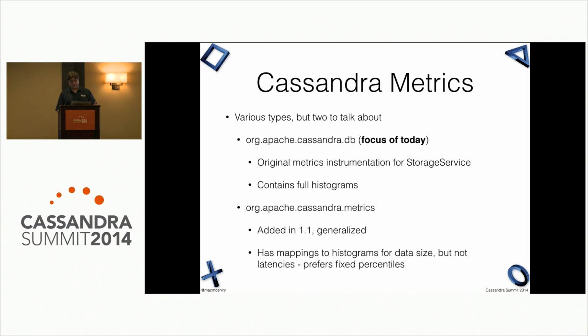So the focus of today is really going to be about the Cassandra.db metrics area. This was the original instrumentation for the storage service inside of the code, and as I said, it does contain those full histograms.